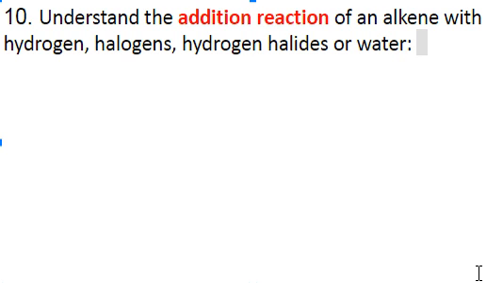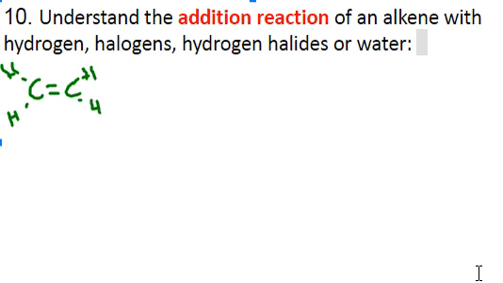Objective 10, understand the addition reaction of an alkene with hydrogen, halogens, hydrogen halides, or water. And the key here is that you understand it's an addition reaction. So if I have an alkene, I'm going to use the simplest alkene, or the smallest alkene, which is ethene. I've got carbon double bonded to itself with 2 hydrogens attached.